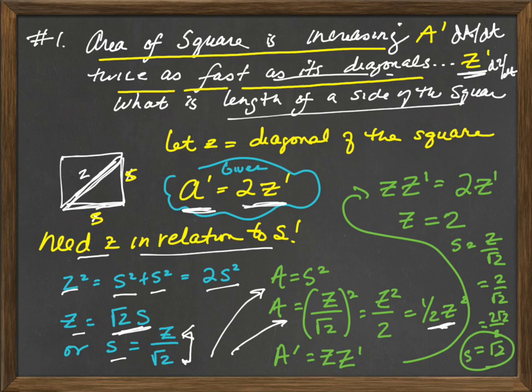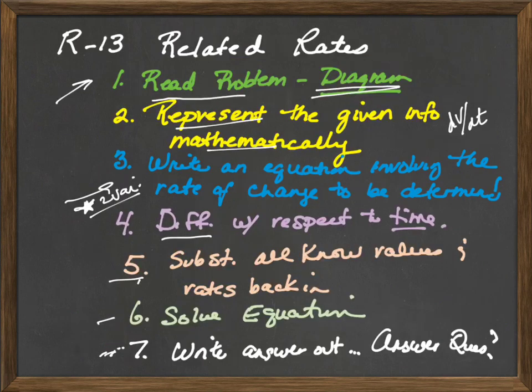Now, we knew that we had A prime is 2z prime. That was given. No, actually, this A prime is me taking the derivative of 1/2 z squared. That 2 would come down in front. It would be 1 z z prime. And these usually involve implicit differentiation, okay?